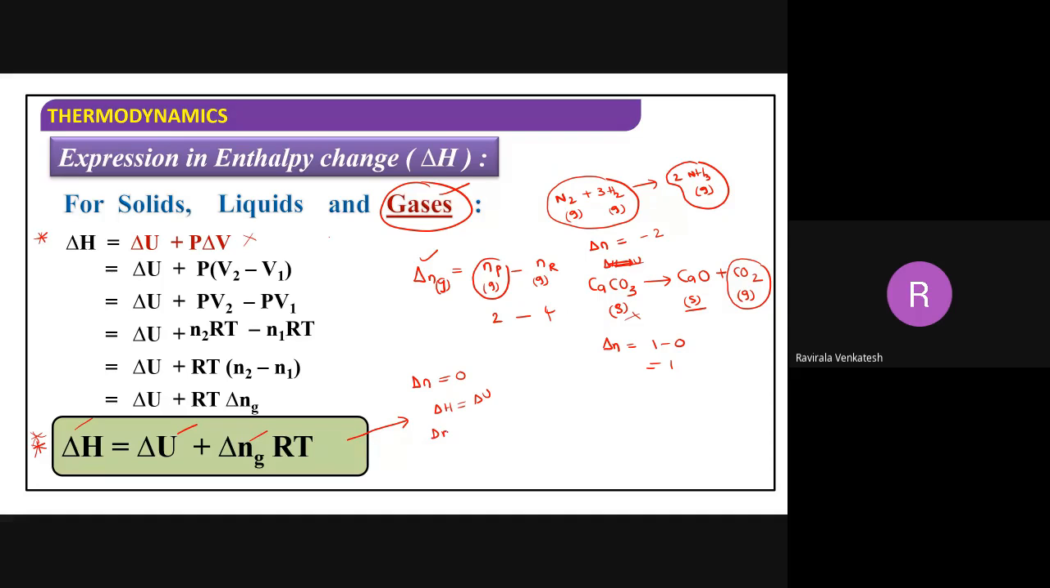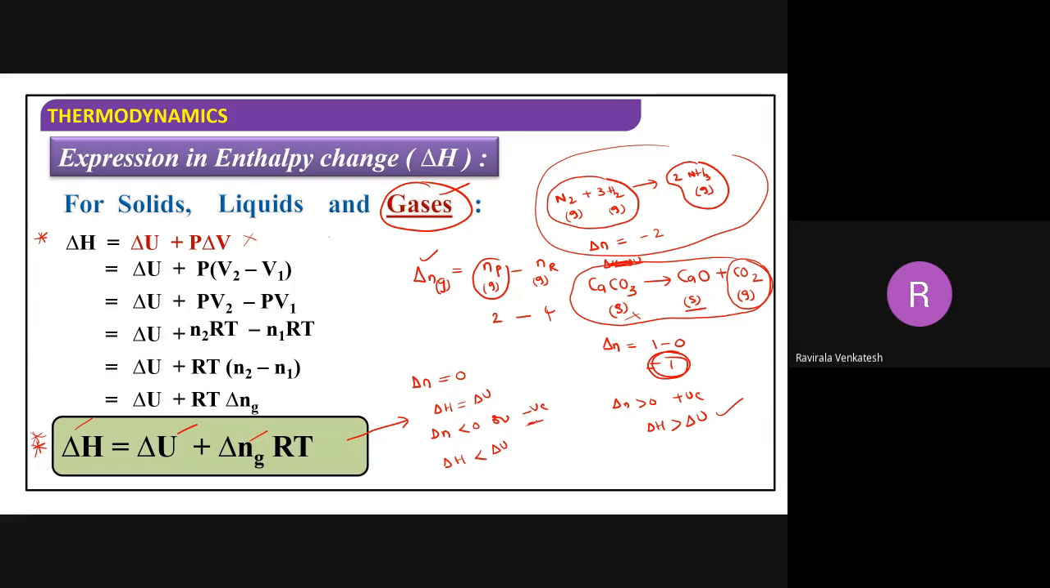Now when delta n is less than 0, or negative, what will be the delta H and delta U relation? Delta H is less than delta U. When delta n is greater than 0, that is positive, delta H is greater than delta U. So for this reaction, delta H is greater than delta U. For that reaction, because delta n is negative, delta H is less than delta U. This type of question you may get in multiple choice questions.